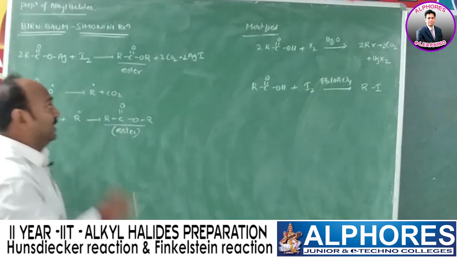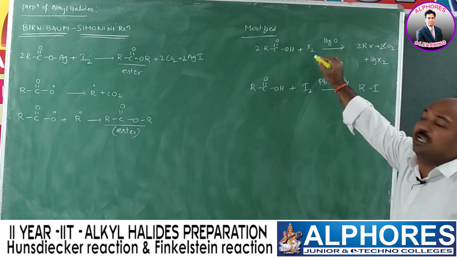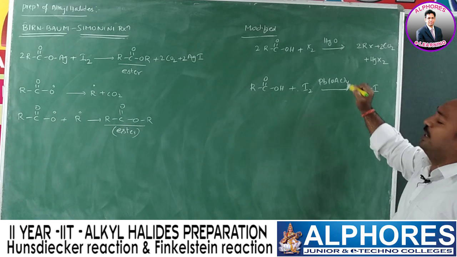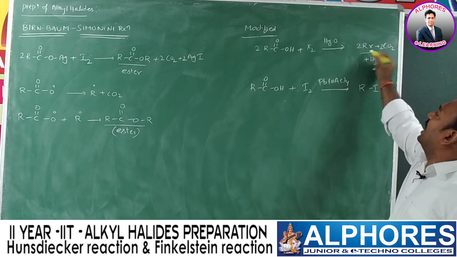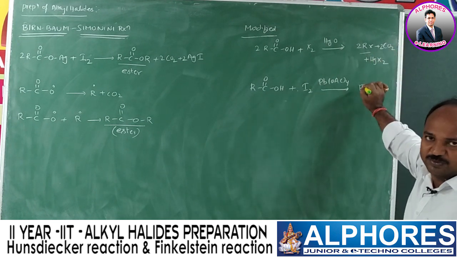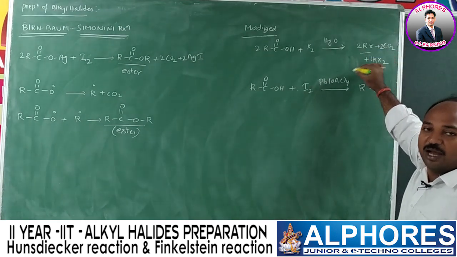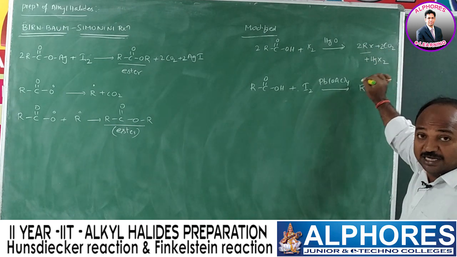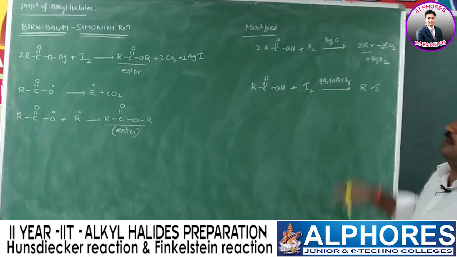What is that modified method? In the modified method, carboxylic acids react with halogen in the presence of mercuric oxide, HgO, or lead tetraacetate. Any of these two we can use. In such a case, we are getting alkyl chloride, alkyl bromide or alkyl iodide. Any one we can prepare in this method. So all alkyl halides except again alkyl fluoride we can prepare by using mercuric oxide or lead tetraacetate.